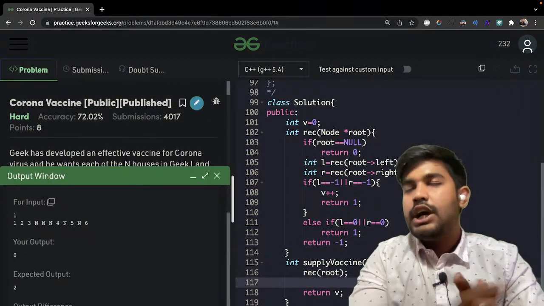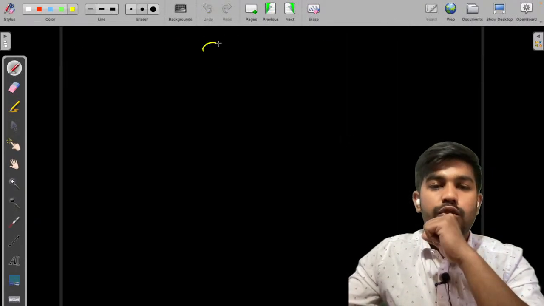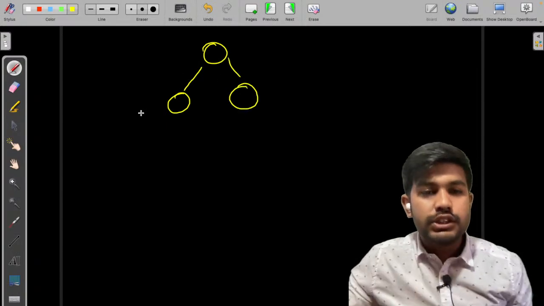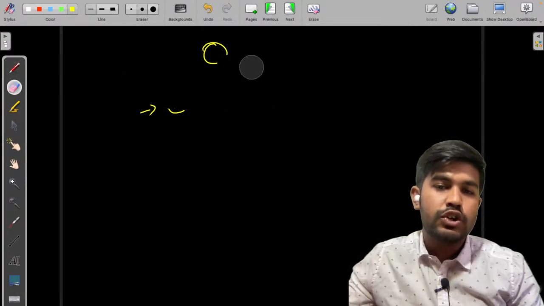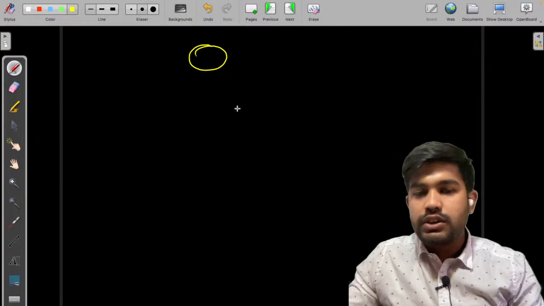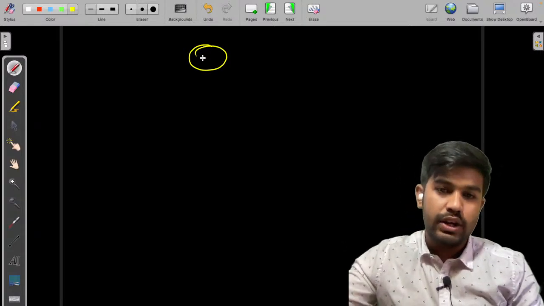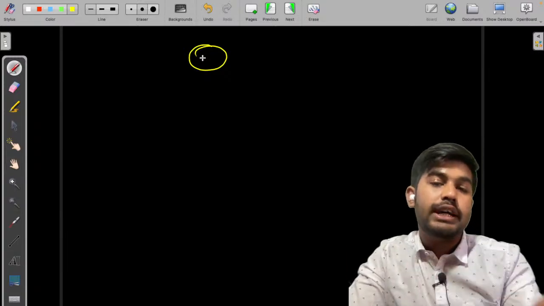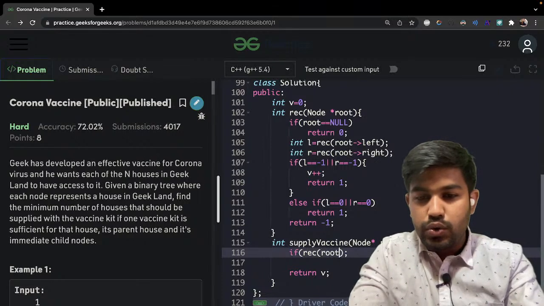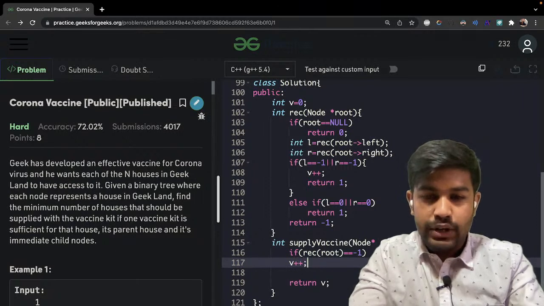Okay, so now the scenario where this won't work is when there is only one node. If there is only one node, we would be done from this side, and this side would be null. So if this is the node and we go to the left, it is null, the left is null. So basically this is 0, this is 0. So this would return 1, but we won't be increasing the counter. So we need to do it explicitly. To do that, we can add an if condition: if this root value is equal to -1, that is, it needs anything, we would be increasing the counter v.